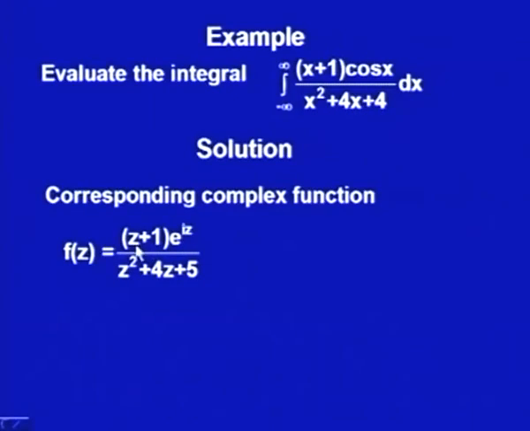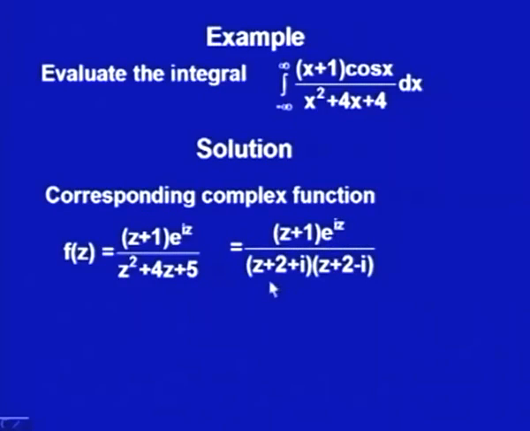So, the corresponding complex function we would write as (z + 1) e^(iz) upon z² + 4z + 5. Making the factors, it would be (z + 1) e^(iz) upon (z + 2 + i)(z + 2 − i). The zeros of the denominator are −2 − i and −2 + i, where −2 + i would be in the upper half and −2 − i would be in the lower half.